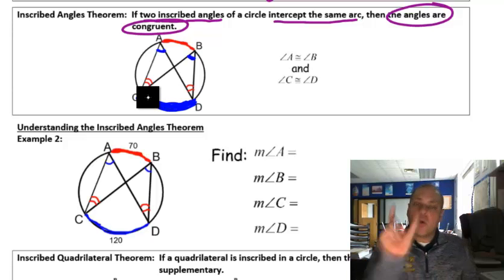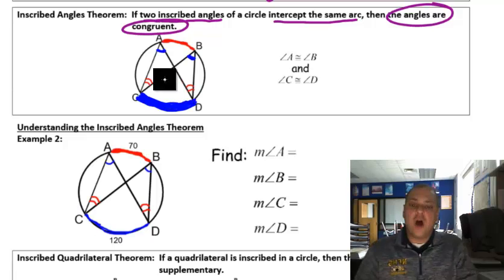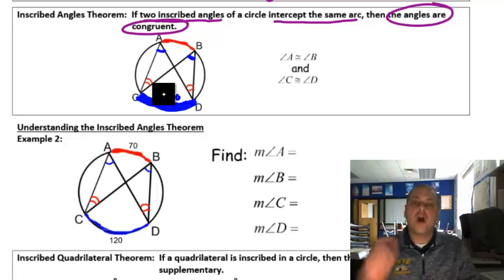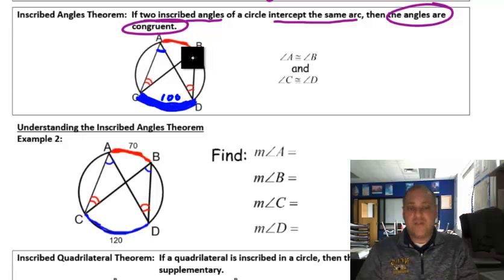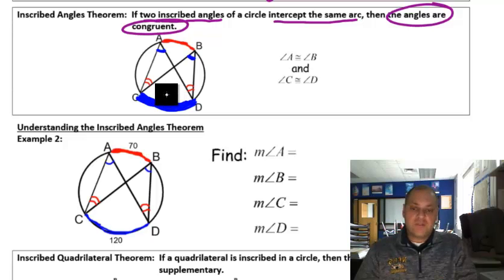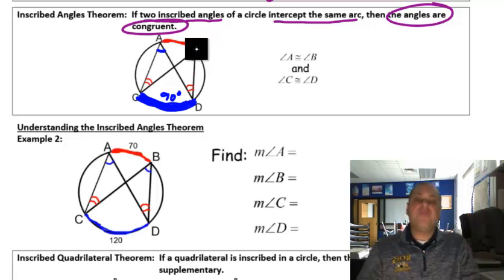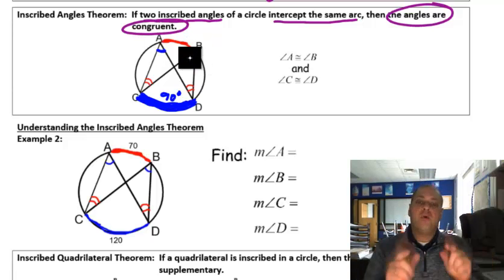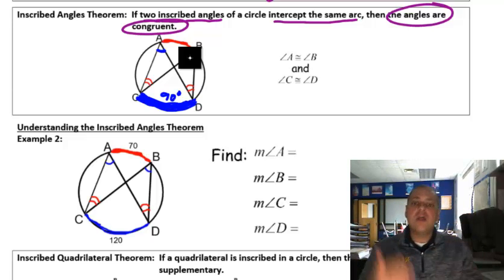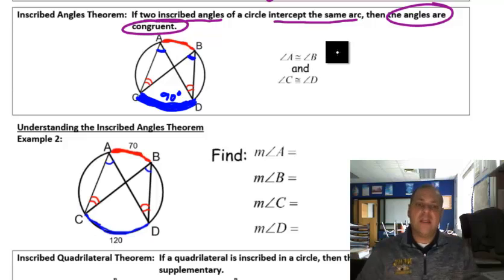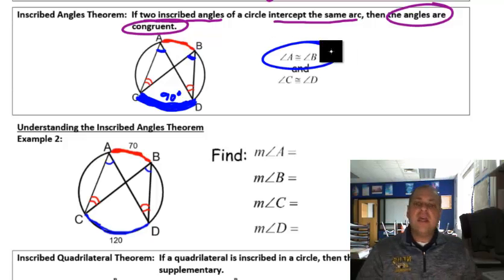So it doesn't matter what the measure of the arc is. Let's say this arc was 100 degrees, then this angle would be 50, and this angle would be 50. If that arc was 90 degrees, then this angle would be 45 and this angle would be 45. The point is, both those blue angles are intercepting the same arc. So we know they're congruent. They are equal. That's all we're saying right here. A must equal B and C must equal D.